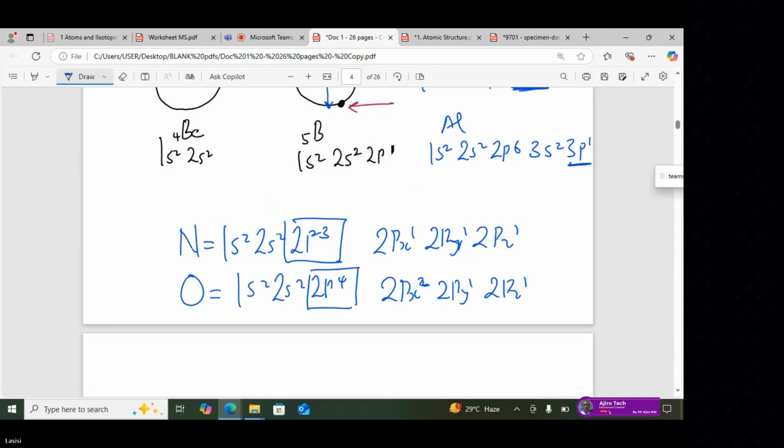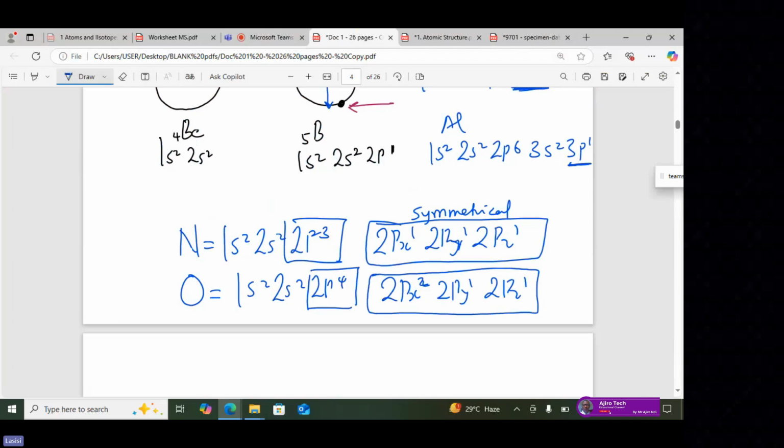Look at nitrogen: one, one, one, one. They are stable. The electrons here are all singly occupied. They have one electron per orbital, so this is symmetrical. Here, we have electron pair repulsion.